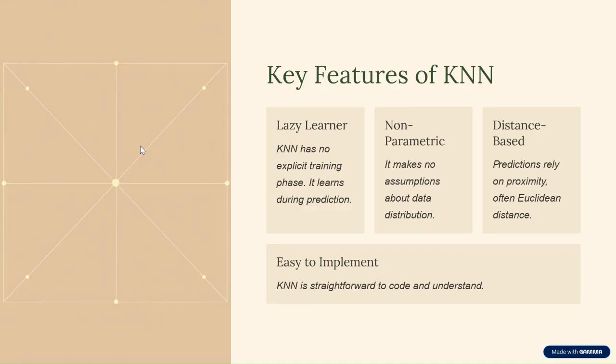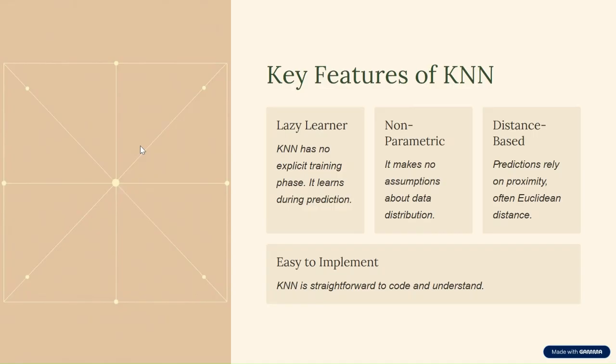So key features of KNN are as follows. It is a lazy learner. It means that it does not require a training phase. It simply memorizes the training data. It is also non-parametric. It means that it doesn't assume anything about the underlying data distribution.